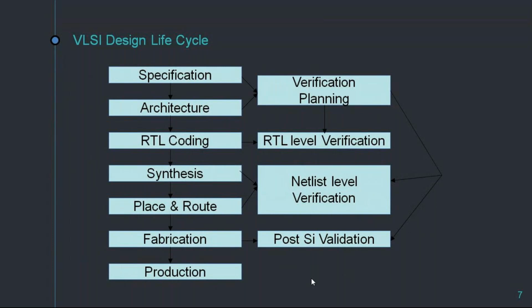Once the planning phase is done, then you get into the RTL level verification phase. This is where the coded RTL is being verified. This goes in parallel with the RTL coding phase. After that, there is a netlist level verification, which goes parallel to the synthesis and place and route. And finally, there is post-silicon validation, which comes after the fabrication phase, where the chip is ready for testing. Here you see there are 4 phases in the verification: the planning phase, the RTL verification phase, the netlist verification phase, and the post-silicon validation phase.